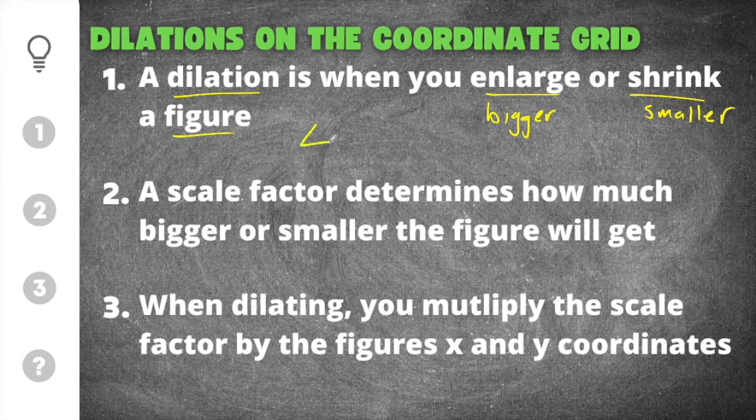So for example, if we had a triangle and we enlarged it, it would still be a triangle in the same exact shape, except it would be bigger. Or if we shrunk it, it would be a triangle that is smaller.